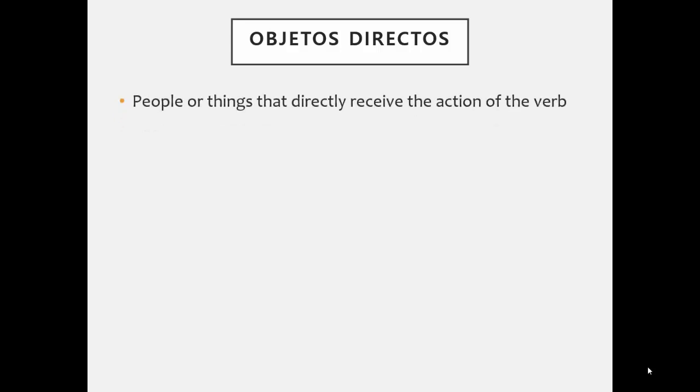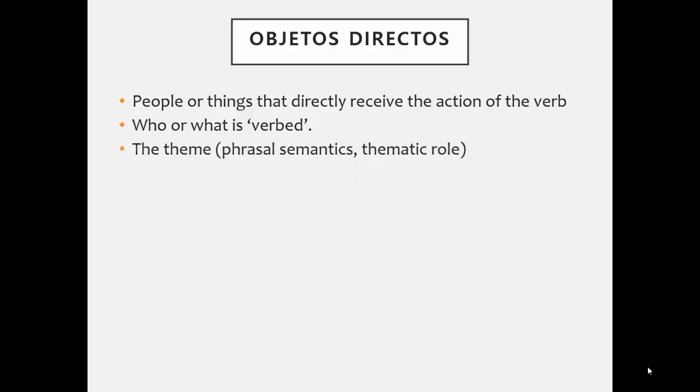Well, it has a few definitions. One would be to think of a direct object as the people or things that directly receive the action of the verb. That sounds a bit complicated, but here are some alternate descriptions of the role of the direct object. The direct object describes the person or thing that gets verbed. If you have studied phrasal semantics in a linguistics course, the direct object is typically the theme. Any way you slice it, the direct object is the noun phrase that undergoes the action of the verb.